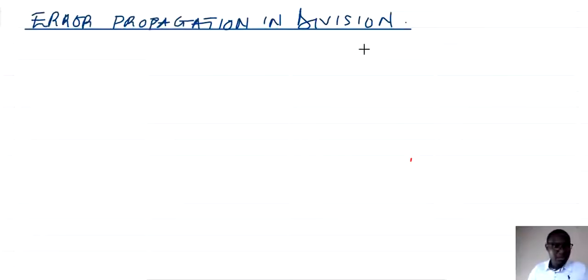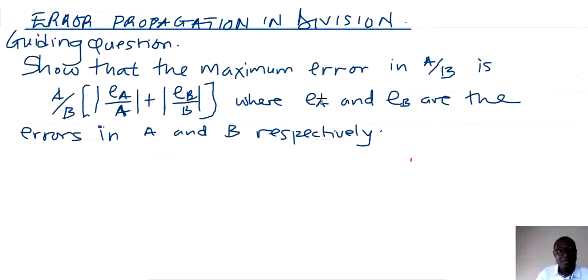Error propagation in division, and we are going to start with a guiding question. Show that the maximum error in A divided by B is this expression here, where EA and EB are errors in A and B respectively. So let us get started. They need us to find the maximum error in A over B.